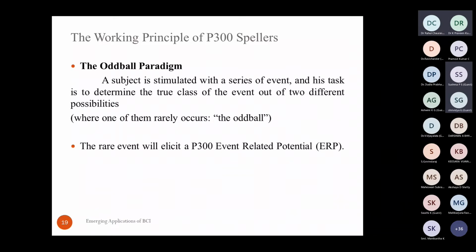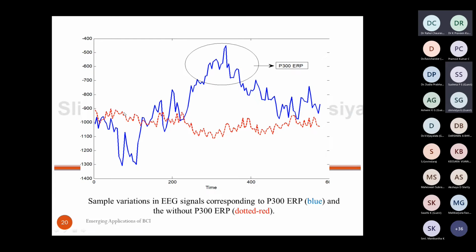The normal signal means other rows and columns are being intensified. This red signal is the response of that particular time. You can see it's a normal EEG signal, and lots of other brain activities are going on inside your brain. But when you see this blue signal, that is generated when your brain is focusing on a character, suppose H, and then H is being intensified. So you can see suddenly a very high voltage is being generated, and that particular high voltage is called P300 ERP because it's generated after 300 milliseconds of the stimulation.